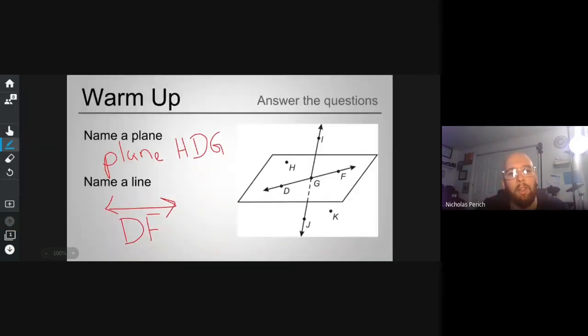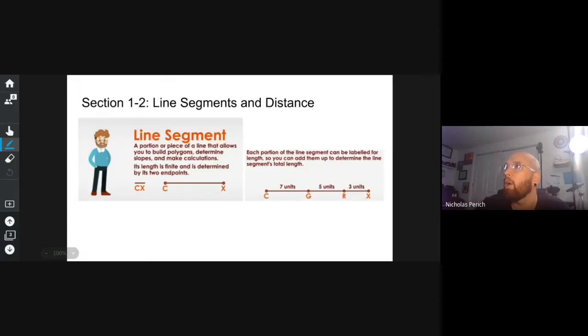And the way we write out CX is, remember in the warm-up we wrote out that DF was a line and we put the arrows attached to it? Here we have a line with no arrows attached to it. So I can call that line segment XC or line segment CX. And again, C and X have endpoints.